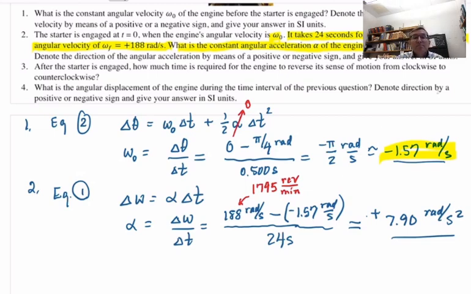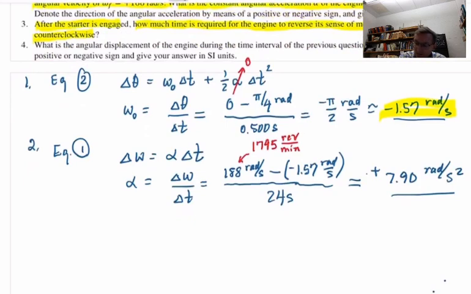Okay, question 3. After the starter is engaged, how much time is required for the engine to reverse its sense of motion from clockwise to counterclockwise? Remember that we observed that right at time 0, when the starter is engaged, the whole assembly was initially rotating clockwise. Therefore, the initial angular velocity is negative. But the angular acceleration I just found is positive.